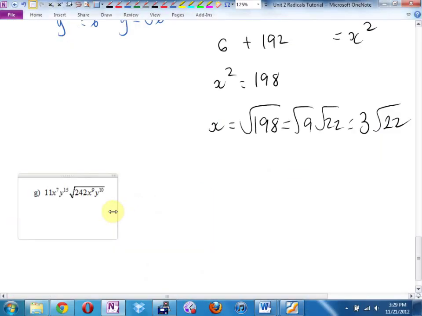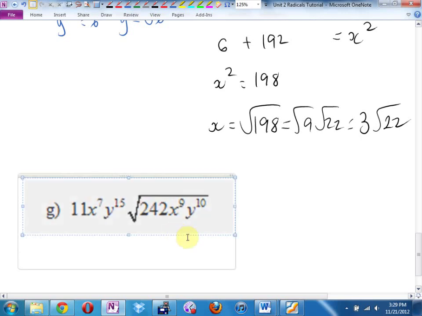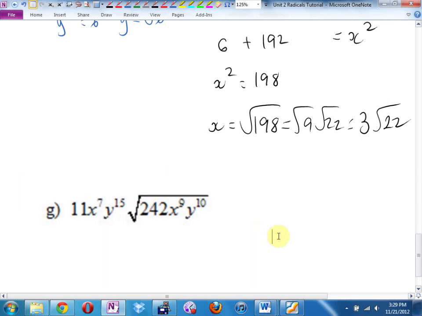That one? Make it a little bigger so you can read it. Okay. It says write it as a mixed radical in simplest radical form. In other words, it doesn't want me to put the 11 and the x to the 7th and the y to the 15th back into the square root. It wants me to pull out any perfect squares that are still hidden in the square root.